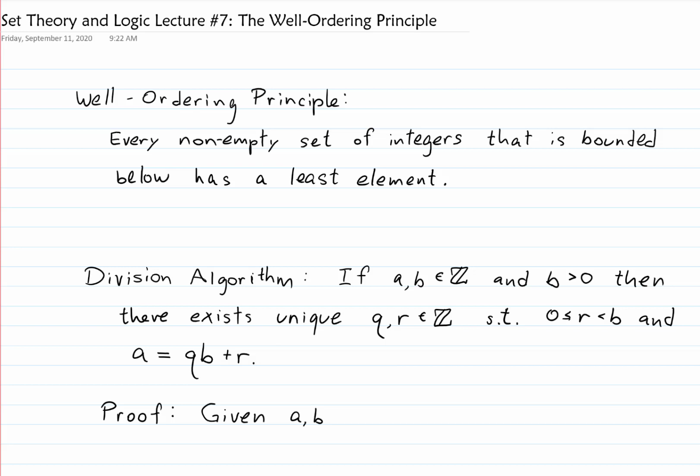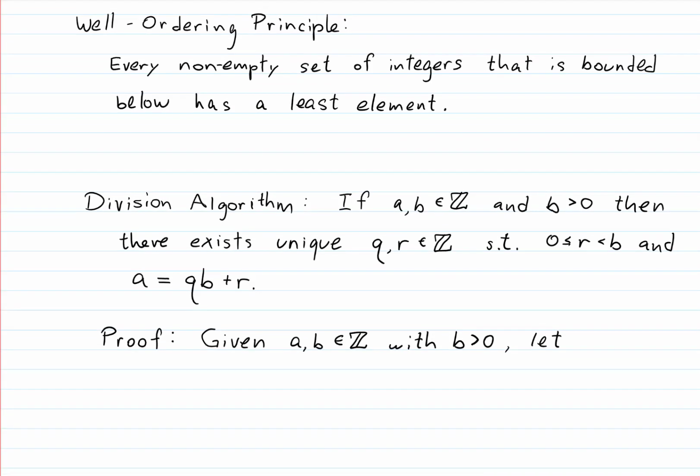Given a and b in the set of integers, with b greater than 0, let A, capital A, be the set of all numbers a minus xb where x is an integer, and those values a minus xb are non-negative. Okay.